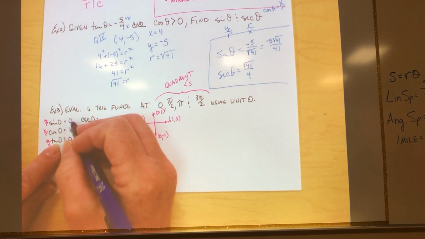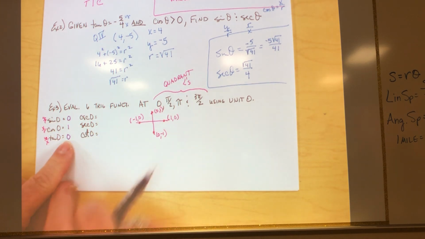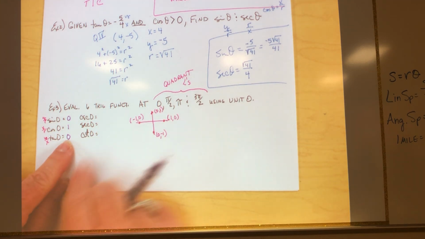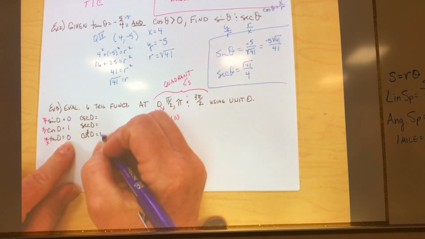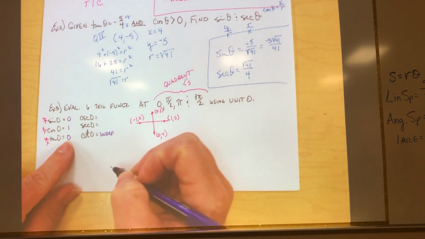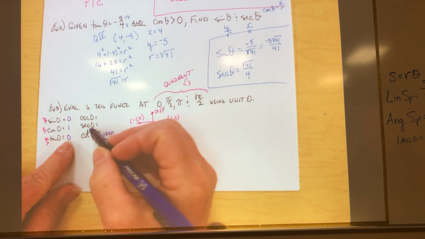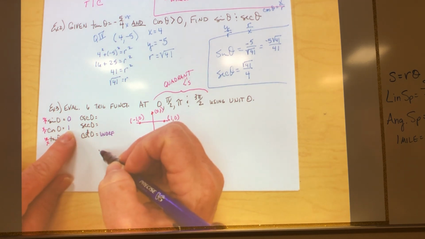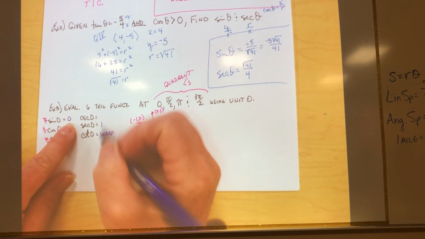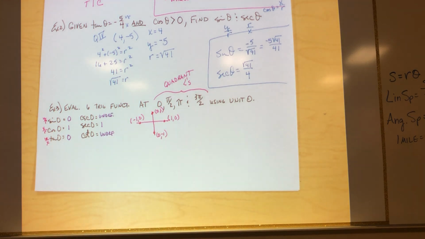If you leave it as 0 over 1, I'm going to mark it wrong. Does everybody understand that? That just tells me you don't know what it is. What's the reciprocal of 0 over 1? 1 over 0, and that is what? Undefined. If you leave it as 1 over 0, I'm going to mark it wrong. That just says you don't know that it's undefined. Secant, what's the reciprocal of 1? 1. What's the reciprocal of 0? Undefined. Very good.